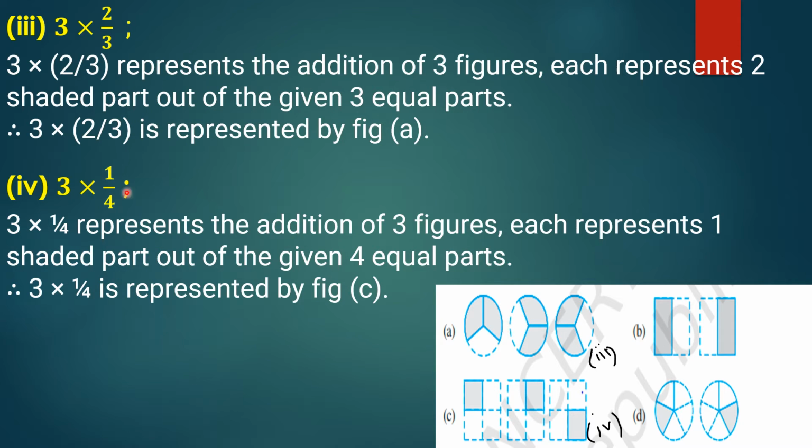And the last one, 3 into 1 by 4. 3 into 1 by 4 represents addition of three figures, and 1 by 4 represents one shaded part out of the four given equal parts. Therefore here we have four equal parts and this is addition of three figures, and in each one shaded part is there. Therefore 3 into 1 by 4 is represented by figure C.